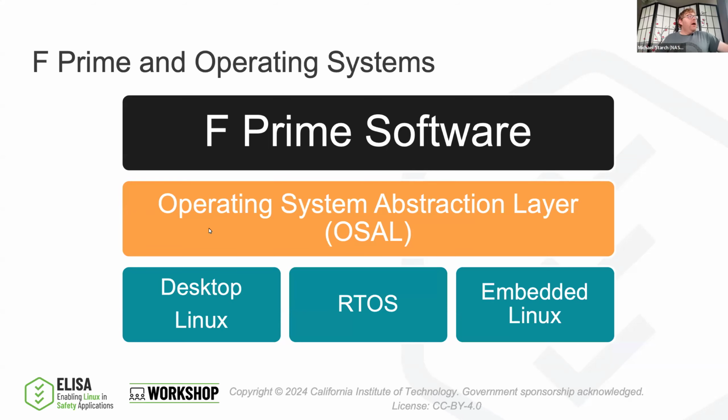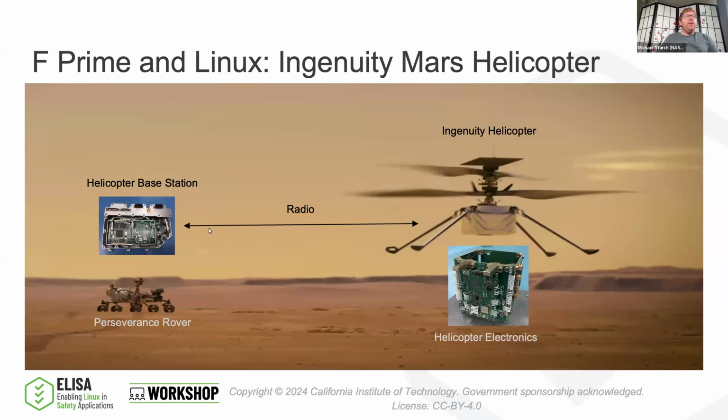So, how is F prime used on the Ingenuity helicopter? To understand this piece, you need to understand the architecture at a very high level of the Ingenuity helicopter. So we had two primary deployments of F prime, Linux, and our avionics box. That is the helicopter itself. That's the piece that flies around Mars, takes pictures, wows audiences, etc.